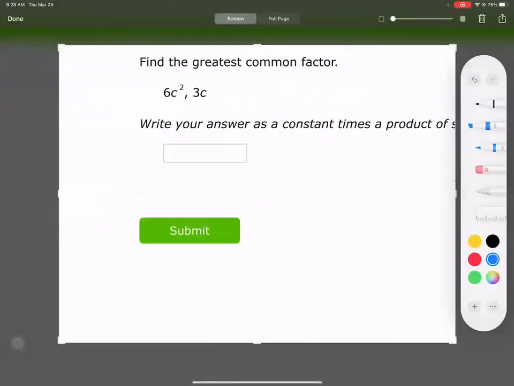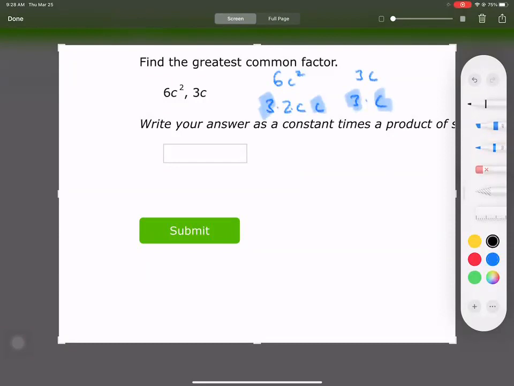For 6 and 3, I'm going to write over here so we give ourselves some space. 6c squared and 3c. Well, 3c is just 3 and c. 6, we do have a 3 there: 3 times 2, c and c. So we do have a couple of these in common. We have a 3 in common, our greatest common factor, as well as a c in common.